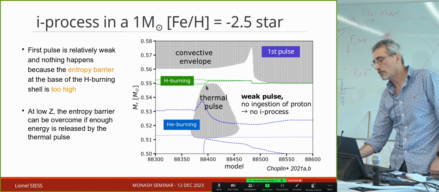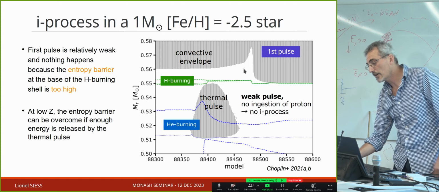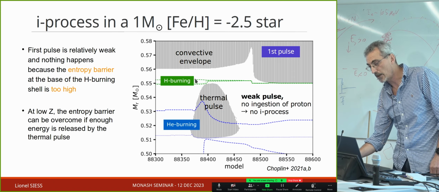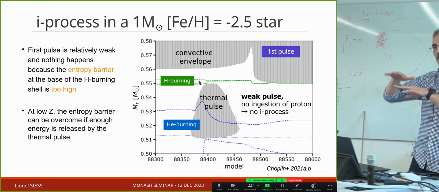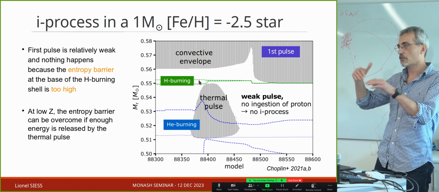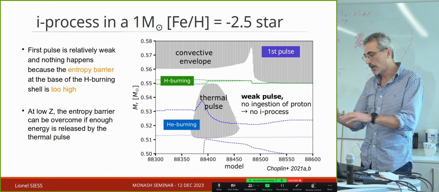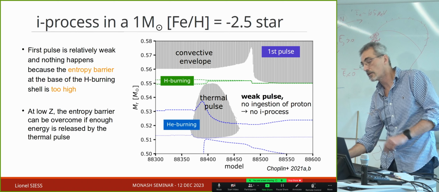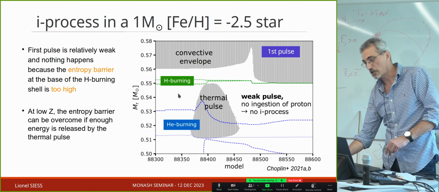So in the first pulse, well, the pulse is relatively weak initially. And there is a chemical gradient between the helium layer and the hydrogen burning shell. At low metallicity, this gradient is shallower, because you don't have all these metals that contribute to building up the mean molecular weight. And what happens is that, initially, the pulse is too weak, and you cannot cross the so-called entropy barrier below the hydrogen burning shell.